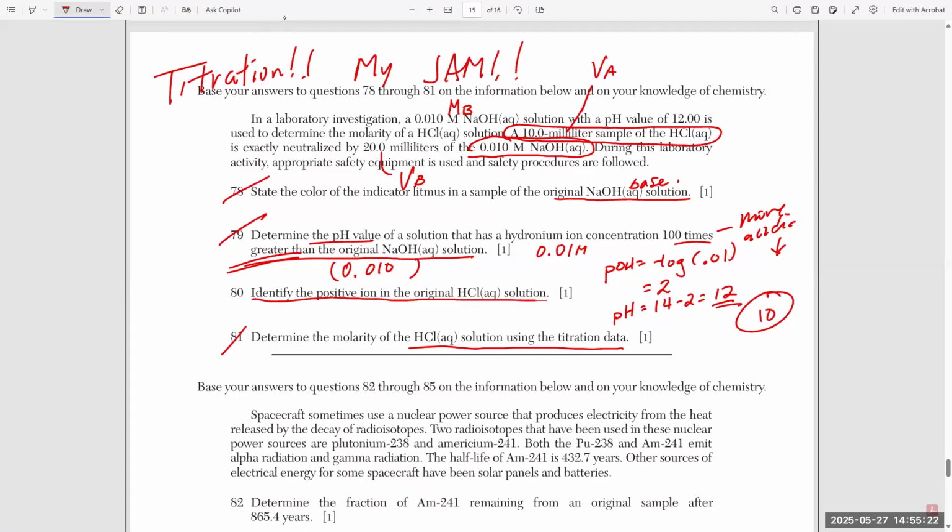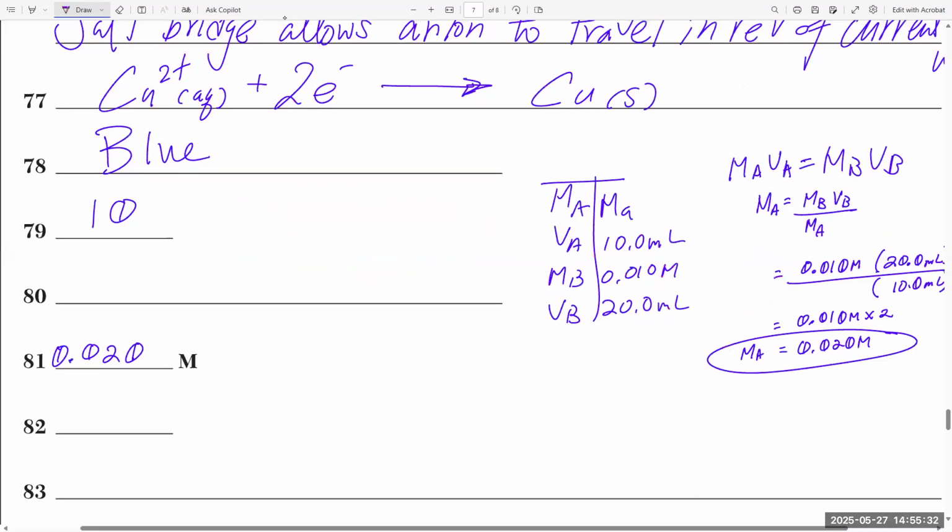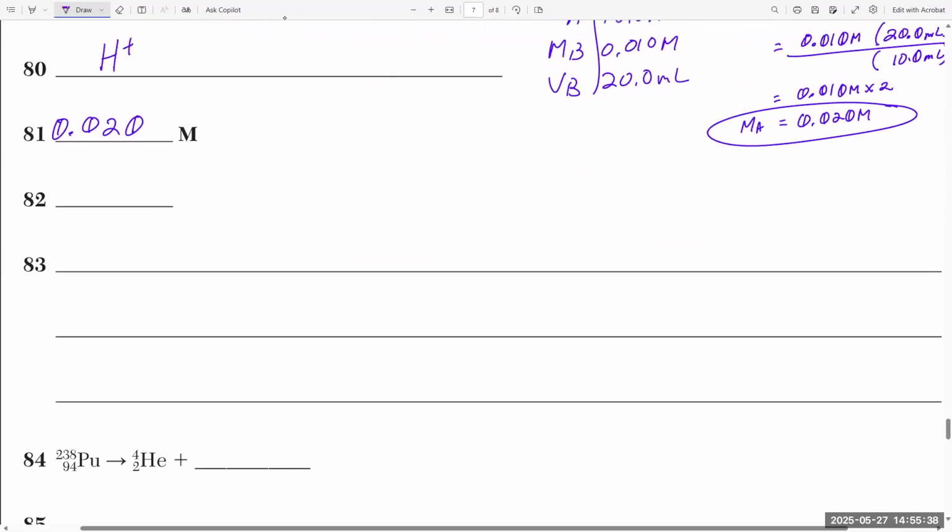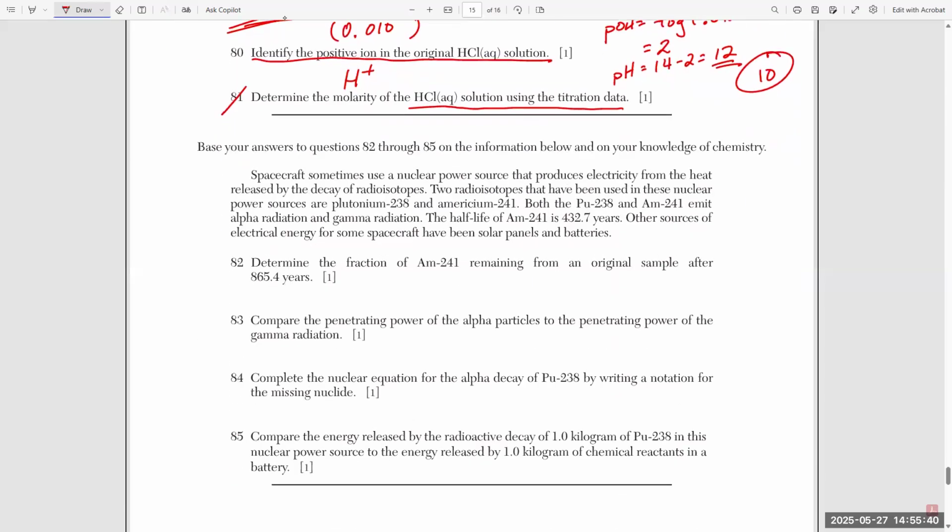Identify the positive ion in the original. This is the third FRQ question, and this is the same exact question they asked 3 times in a row, right? Who's the positive ion? It's the H plus, right? So you just literally write that. Do you think it's important for you to know how to do this? I think so, right? 82.